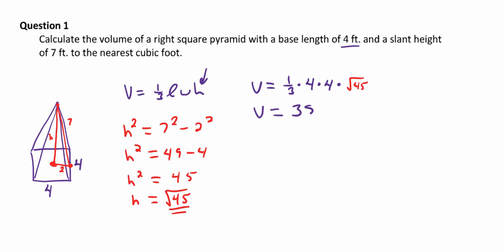35.78. And it wants our answer to the nearest cubic foot, so that would just be rounding this up to 36. The volume is equal to 36 feet cubed. And remember, when we're dealing with volume, we're using cubic feet, not square. It was squared for surface area, and now it's to the power of 3 with our units.